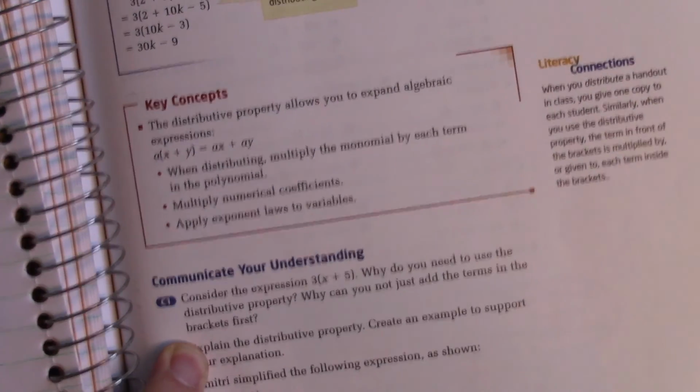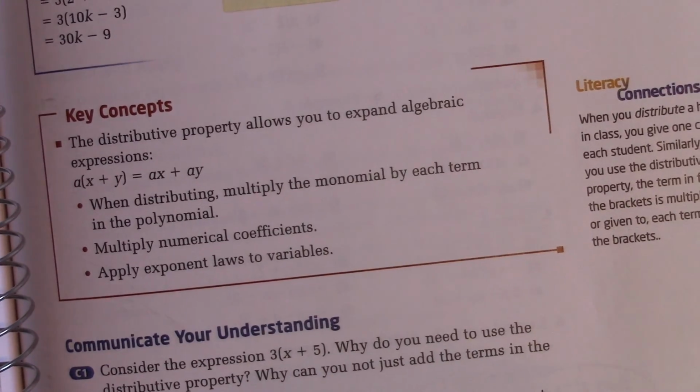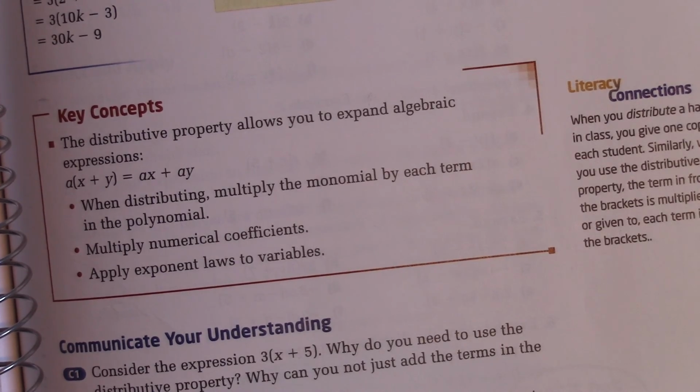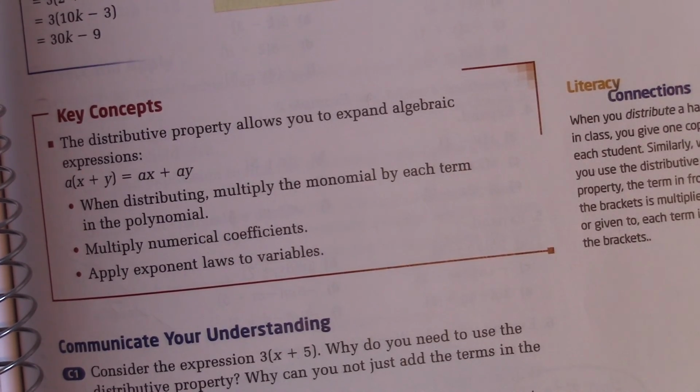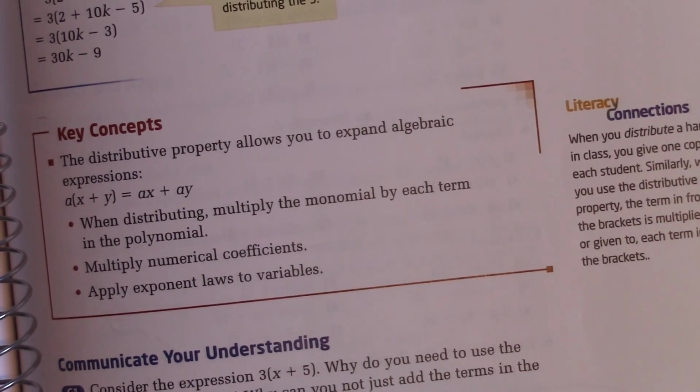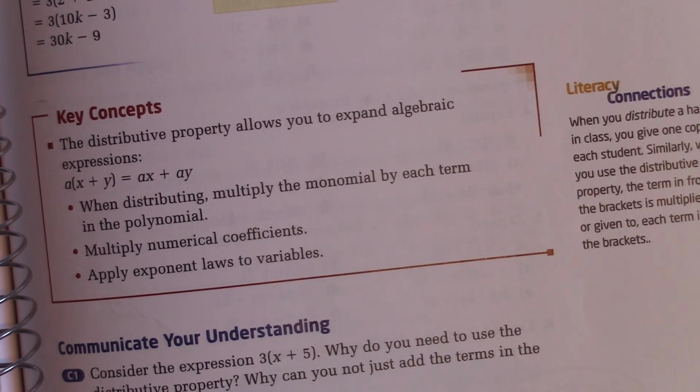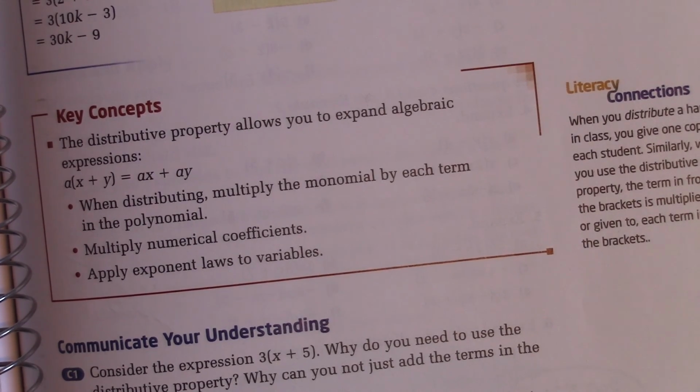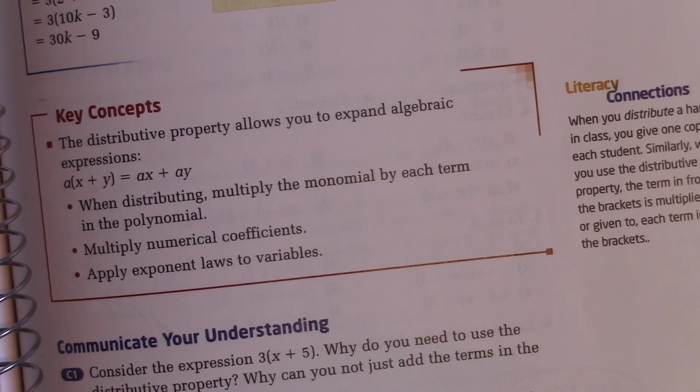All right, key concepts are here. The distributive property allows you to expand algebraic expressions. a times (x plus y) is equal to ax plus ay. When distributing, multiply the monomial by each term in the polynomial. Multiply numerical coefficients. Apply exponent laws to variables. Pretty simple. Okay? This will come hopefully pretty quickly with just a lot of practice. Okay? Any questions for the lesson? All right.